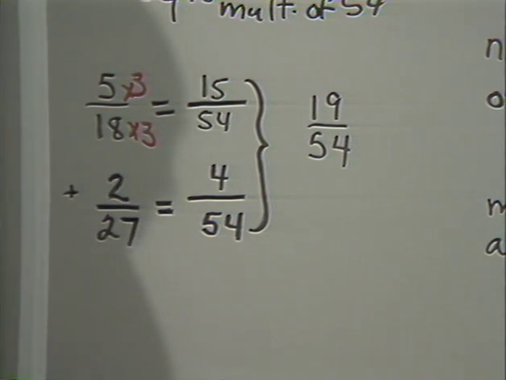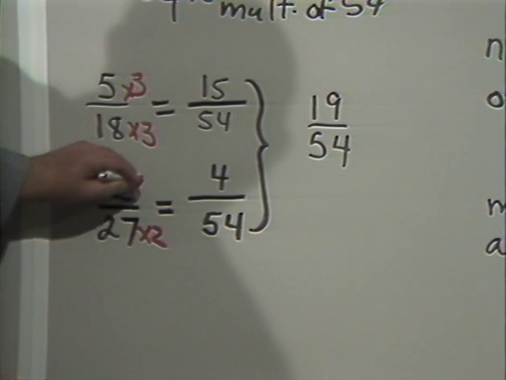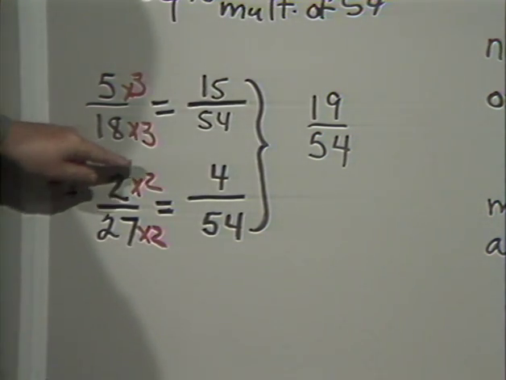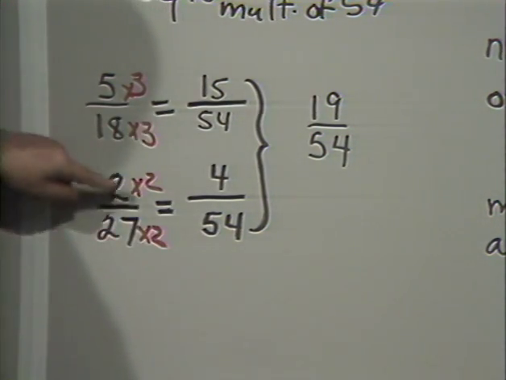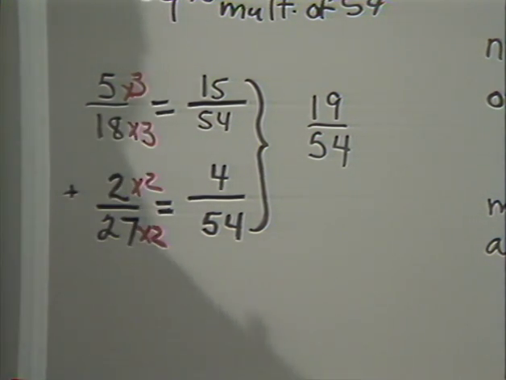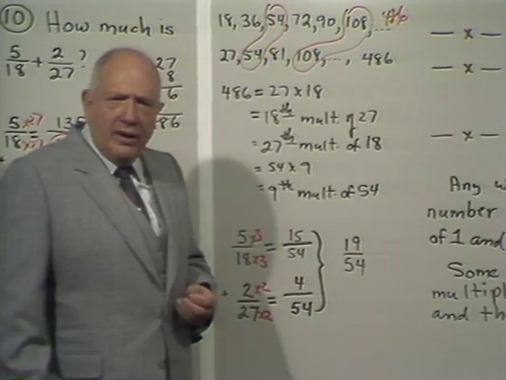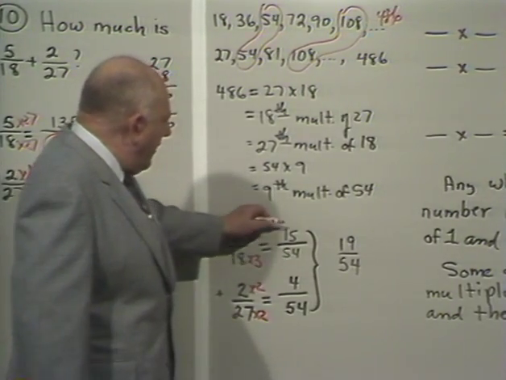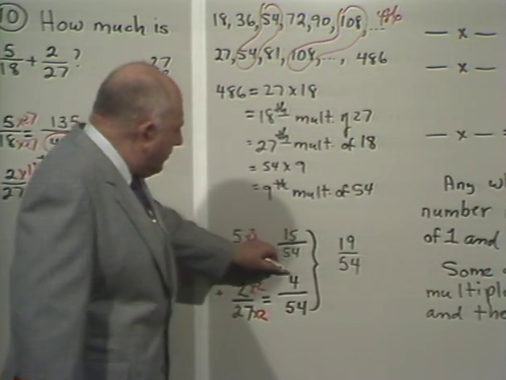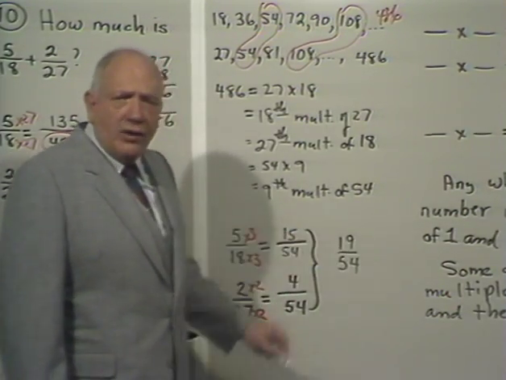Does 27 go into 54? Sure, 2 times. Multiply downstairs by 2, have to multiply upstairs by 2. 2 times 2 is 4. So at a rate of 2 out of 27, I'm taking 4 out of every 54. And do you hear how this sounds like whole numbers? 4 out of 54. 4 is a whole number, 54 is a whole number. How many have I taken all together? 15 out of 54 plus 4 more out of 54 gives me what? 19 out of 54.